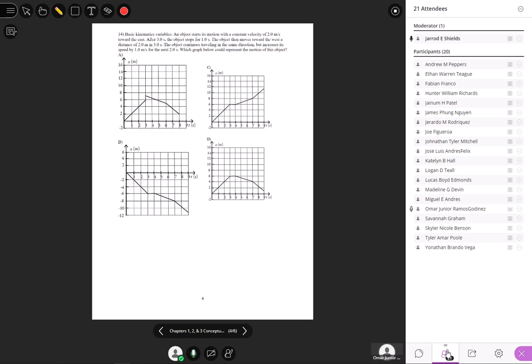Wow. Now there's a lot involved in this one. Notice we have plotted all displacement. This is all x versus time, x versus time, x versus time. So we're looking at the displacement. It travels with a constant velocity. If you were to plot that on a distance versus time graph, what would it look like?